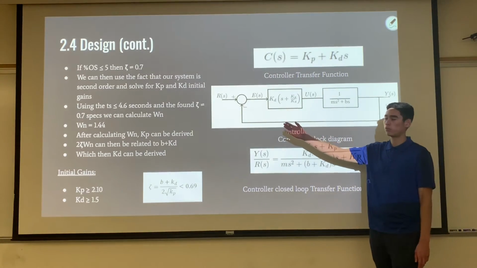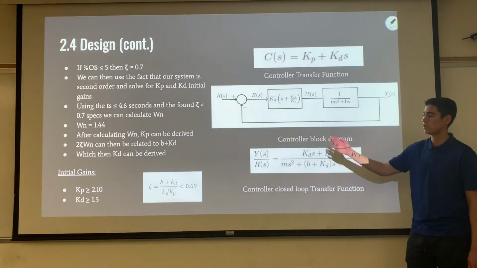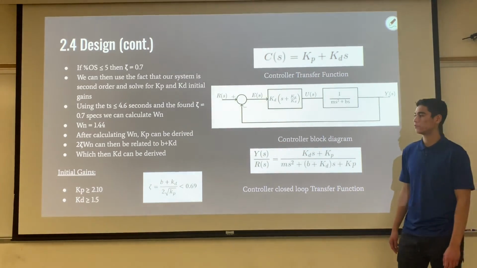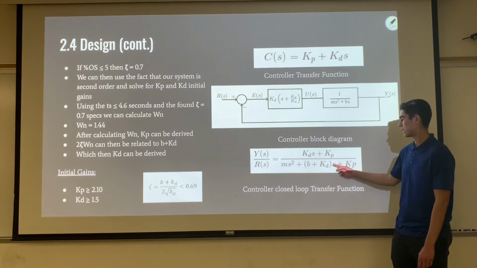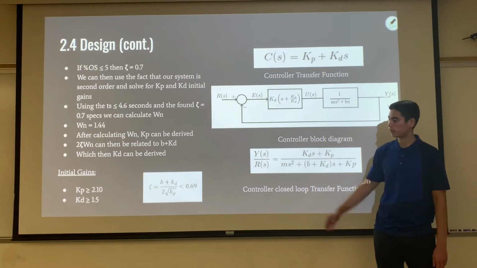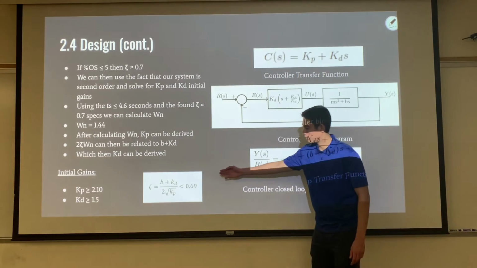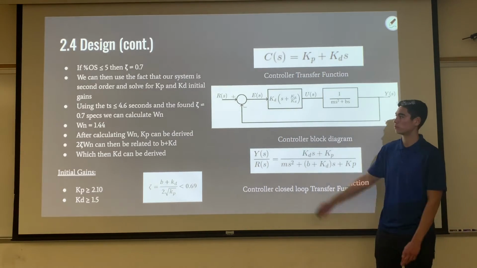Omega n was found to be 1.4, therefore solving for KP, we found that KP was greater than or equal to 2.1. We can then use the fact that 2 zeta omega n is related to B plus KD. We solved for KD and we found KD to be greater than 1.5, which can then be validated plugging it back into this equation and finding that our zeta is equal to what we found.